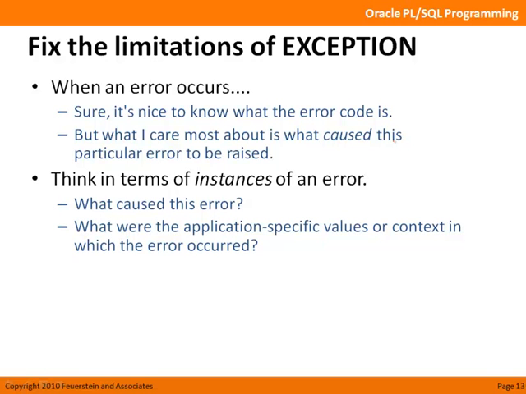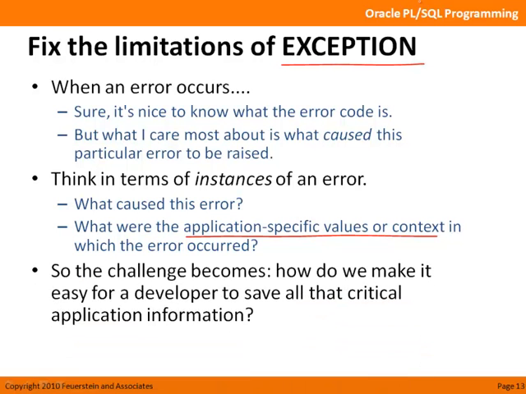That got me thinking in terms of instances of an error. In other words, it's not the -1403, it's not the no data found exception that's important, it's what caused it. And specifically what that almost always means is what were the application specific values, the context in which the error occurred. This seems to me to be the most important information to gather. And again, Oracle, from its generic interface, its low-level code, doesn't give us access to this. And in fact, there's no way to add additional attributes onto the exception data type. That's the weakness of exception. It's got a code, a message, and you can't add anything else to it, which you could do, for example, if you were working in a language like Java, which allows you to create subtypes of the general exception type.